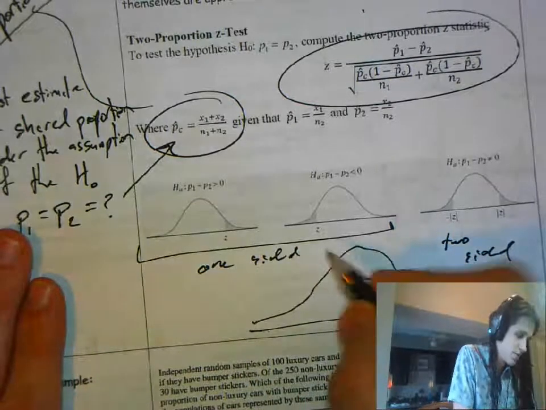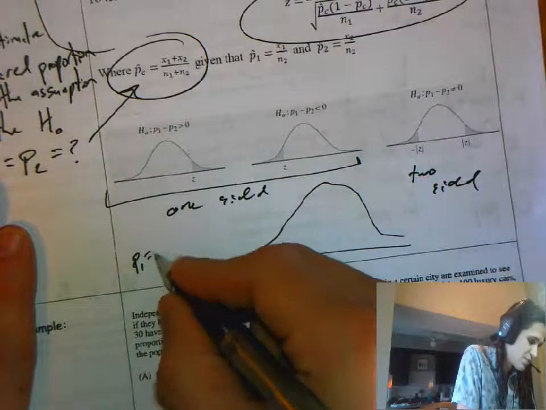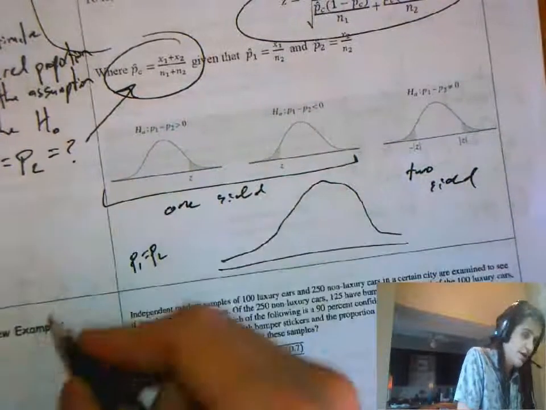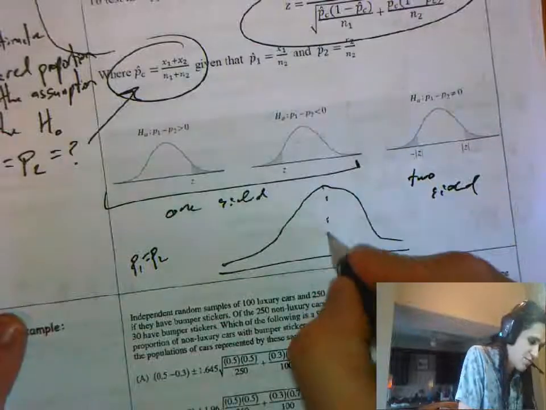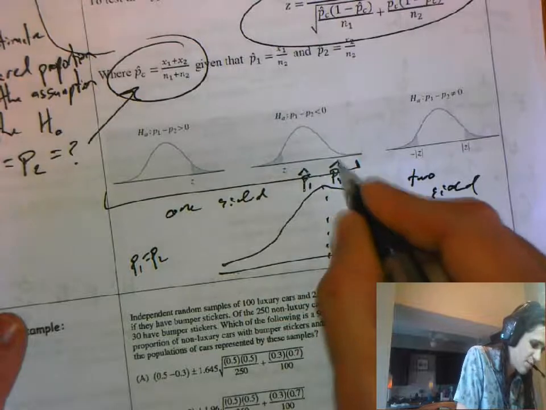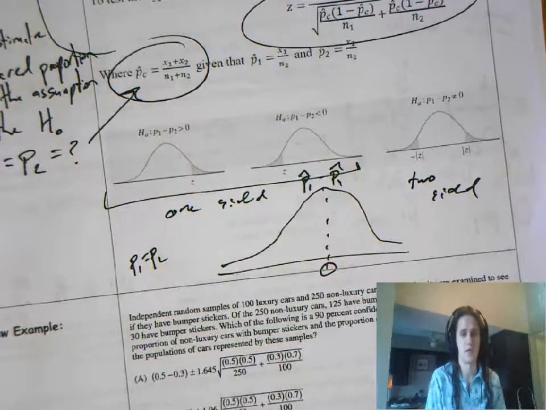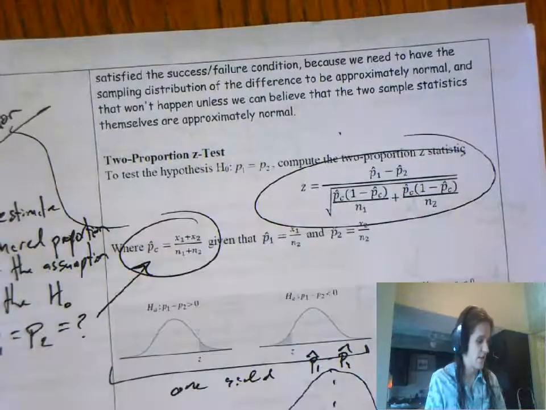We assumed that p1 equals p2. Well, if that's true, then think about what should be in the middle of our p1 hats minus p2 hats. In the middle should be 0, if they are the same. But we're not going to get 0. How spread out is this? It's spread out according to that standard deviation down there.